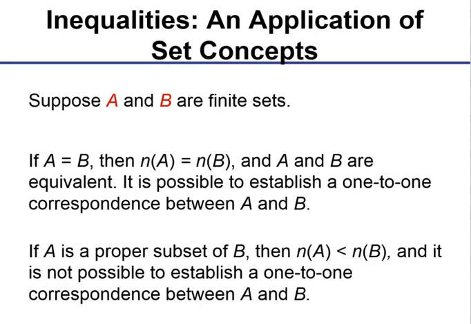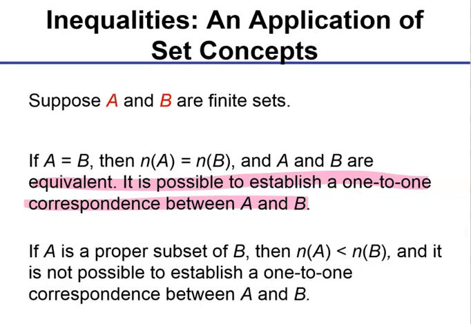It's possible to establish a one-to-one correspondence between A and B. Remember, that's actually the definition of equivalent, that you can establish a one-to-one correspondence, and all equal sets are equivalent. But then it goes on to say if A is a proper subset of B, right? That means there's elements in B that are not in A. So the number in A, or the cardinality of A, has to be less than the cardinality of B. It has to. And it's not possible to establish a one-to-one correspondence between A and B.